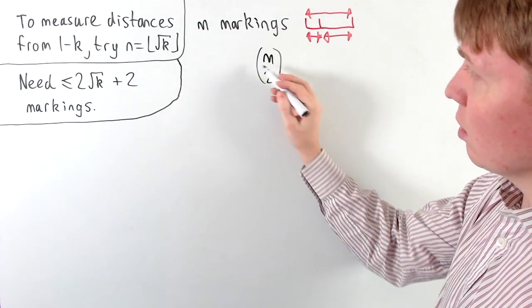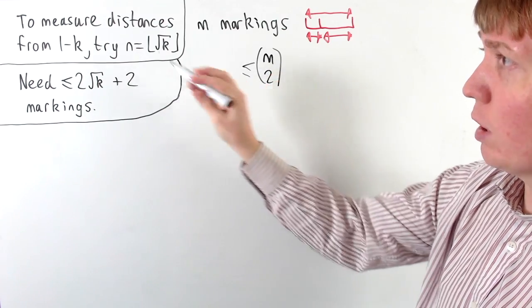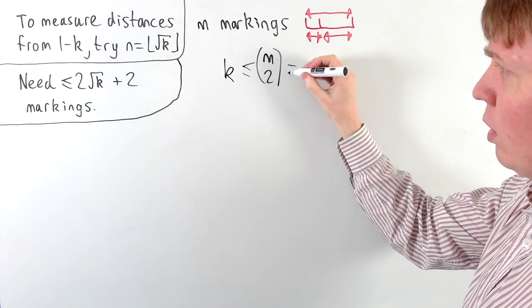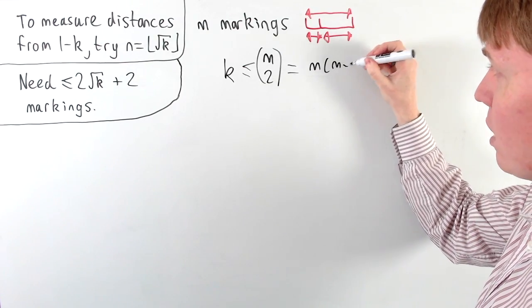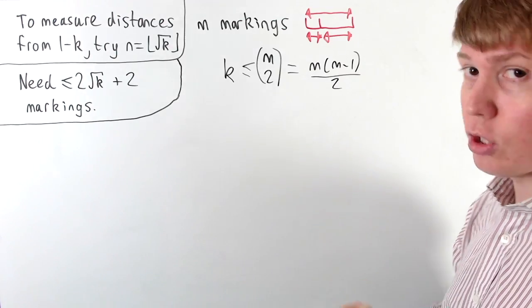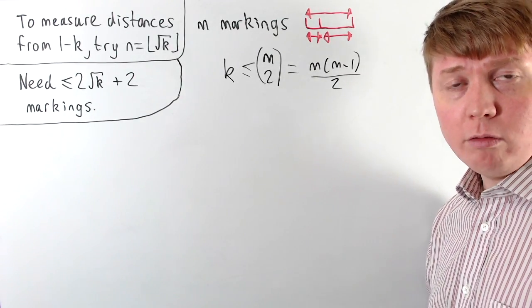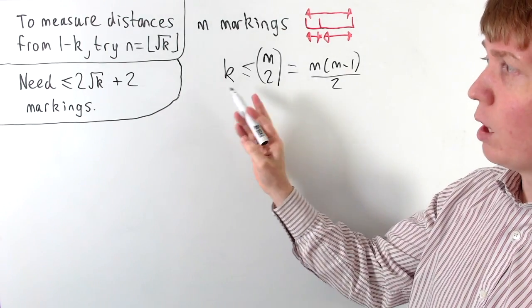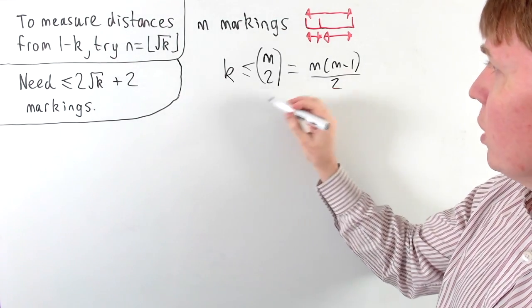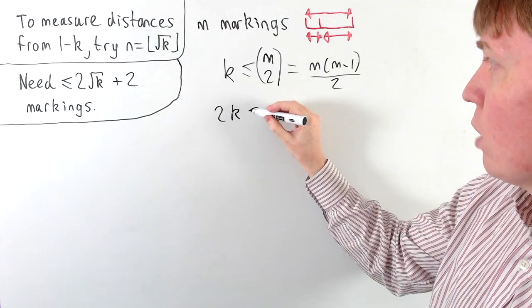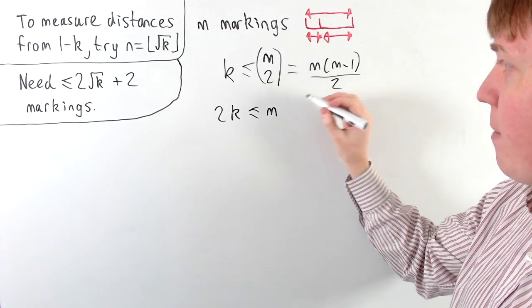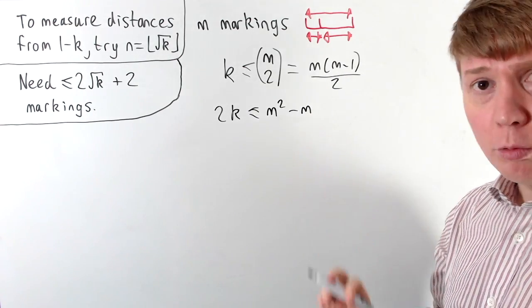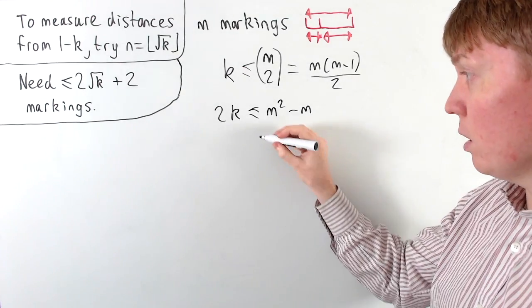So we see then that the total number of distances you could measure, our value of k, has got to be less than or equal to m choose 2. And m choose 2 we can just write as m times m minus 1 all over 2, like this. So then we can rearrange this inequality and we'll get now a lower bound on the number of markings that we need. So here we can multiply by 2 on both sides. We get 2k is less than or equal to m times m minus 1, or m squared minus m if we expand. And if we want to make m the subject of this, we'll complete the square.